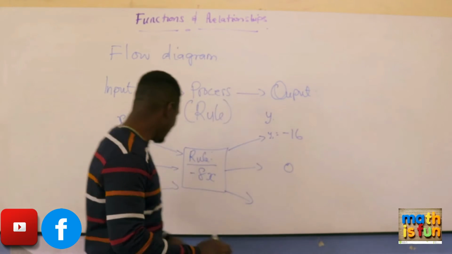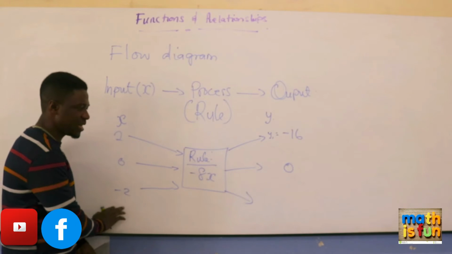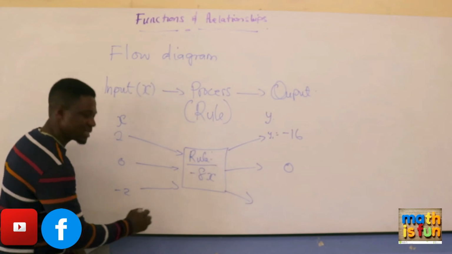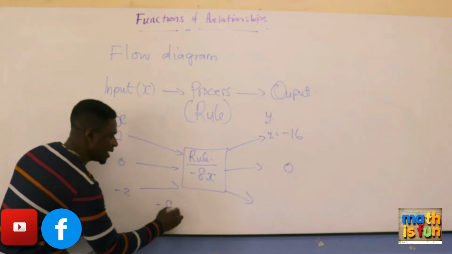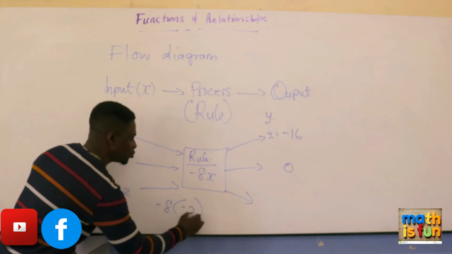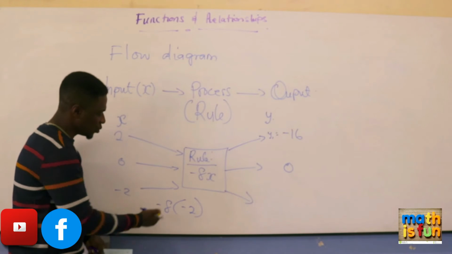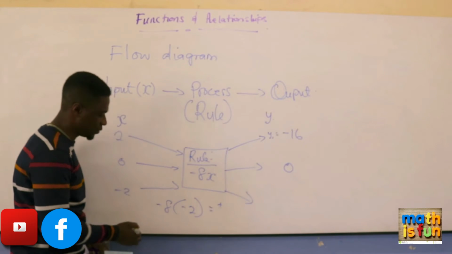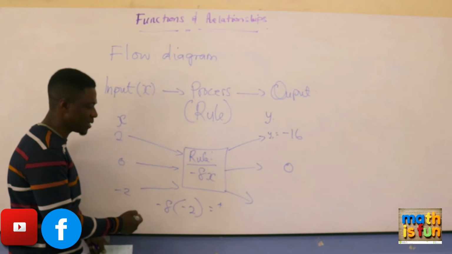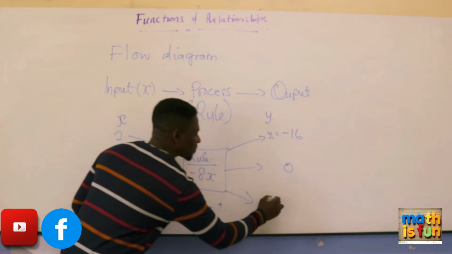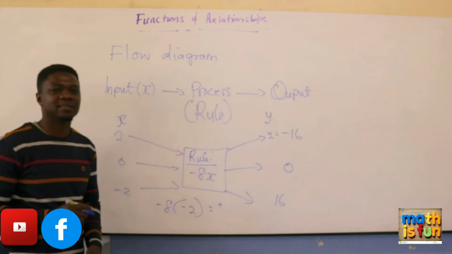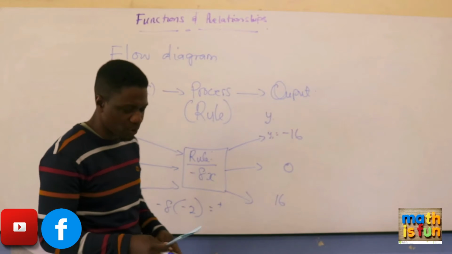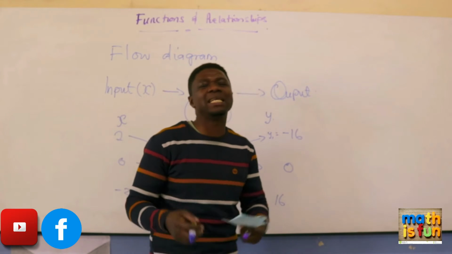So having negative 2 here multiplying negative 8, in actual sense it's going to be negative 8 into bracket negative 2. Negative times negative gives us positive. So in this case, we are going to get positive 16, because a negative multiplied by a negative is positive. So that is a flow diagram with integers.